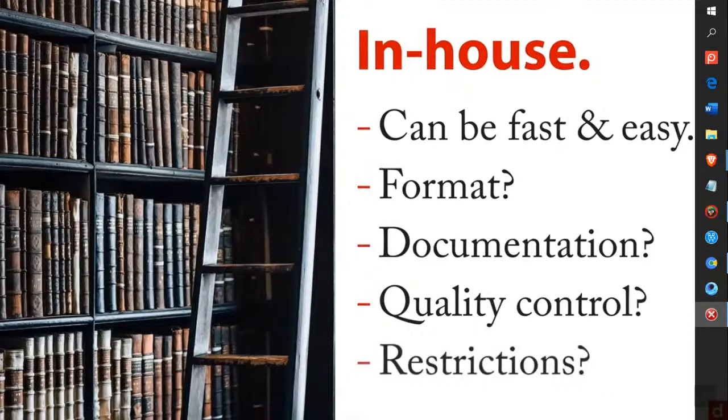There's also an issue of restrictions. There may be some data that, while it's in-house, you may not be allowed to use, or you may not be able to publish the results or share the results with other people. So these are things that you need to think about when you're going to use in-house data, in terms of how you can use it to facilitate your data science projects.